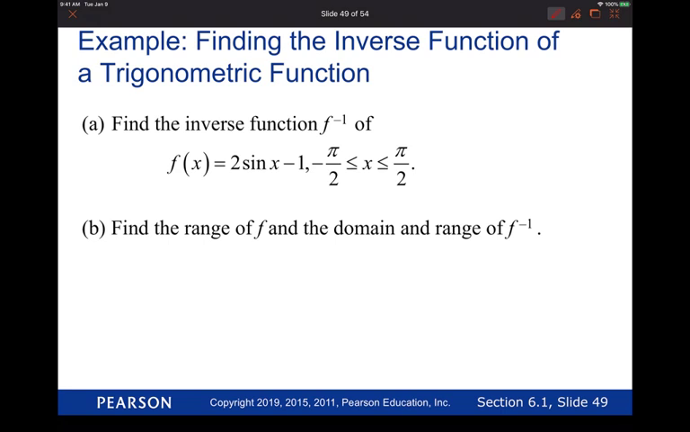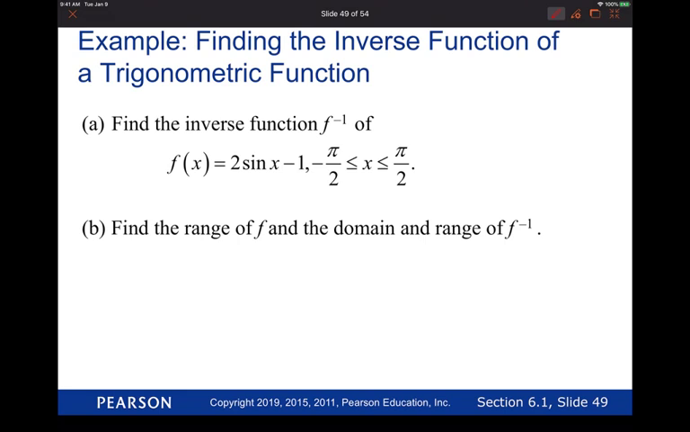Flip the x and y, right? That's an old college algebra thing. Okay, so that gave us the domain. It says it's restricted from negative 90 to 90. So let's find this inverse function.